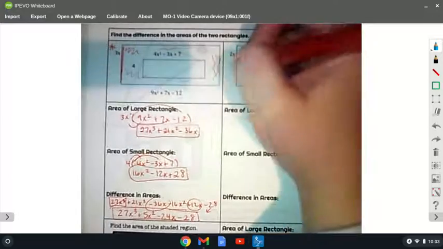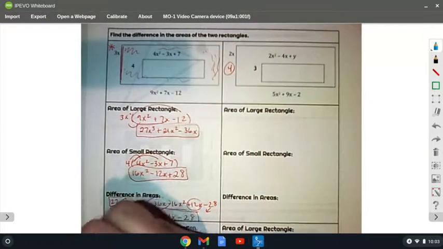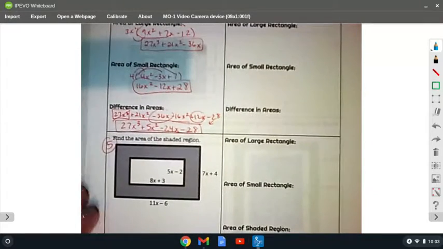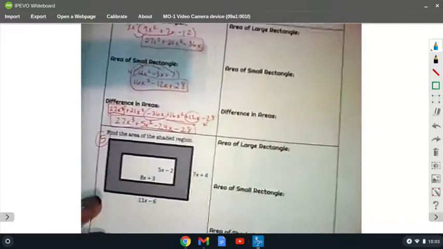So I'm going to call these problems 4 and 5. I want you guys to try those at home as well. And you're uploading a photo of the work of all these. Okay.